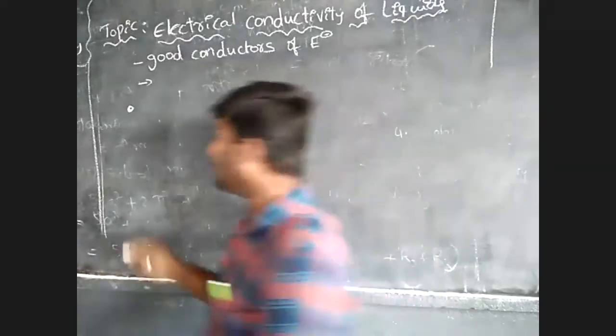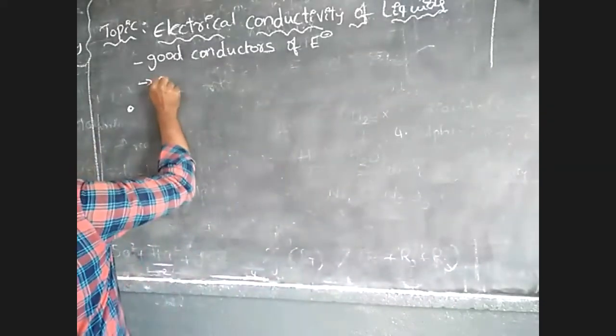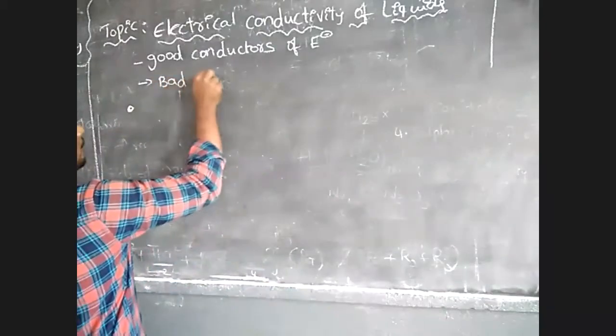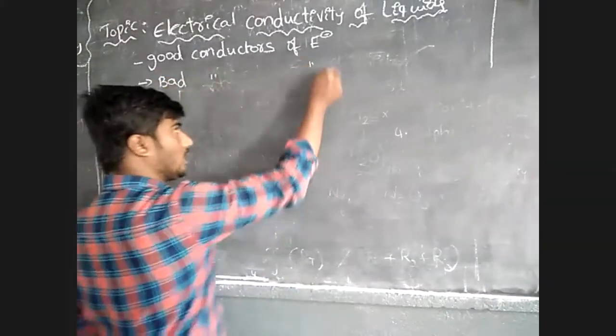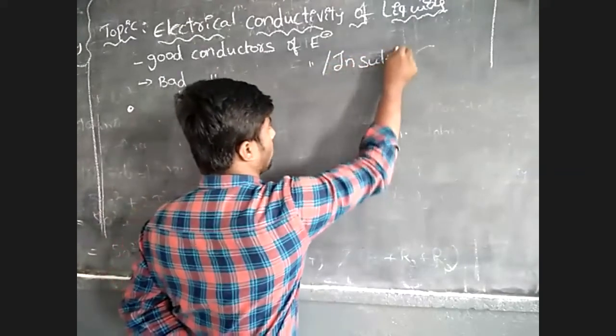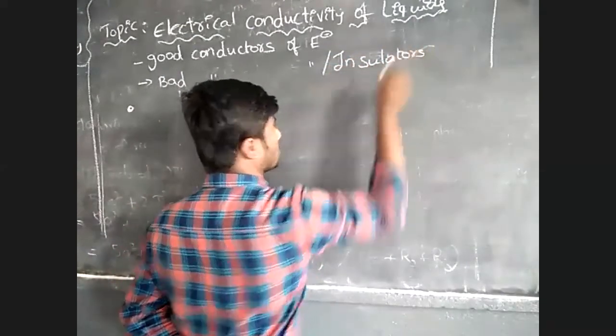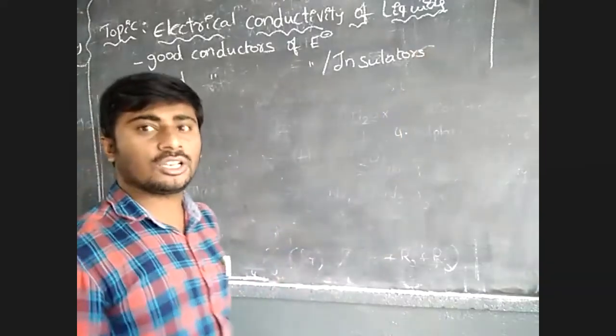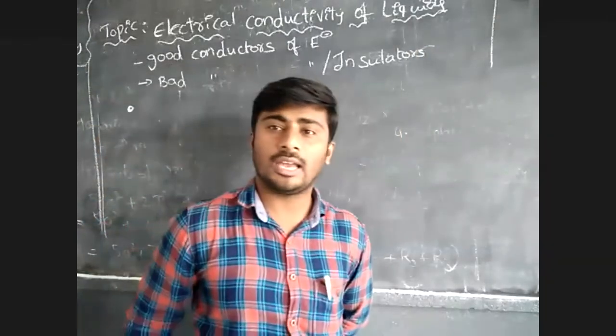We call them bad conductors of electricity. The bad conductors of electricity are insulators. They are called insulators. Is it clear? Insulators are bad conductors of electricity.